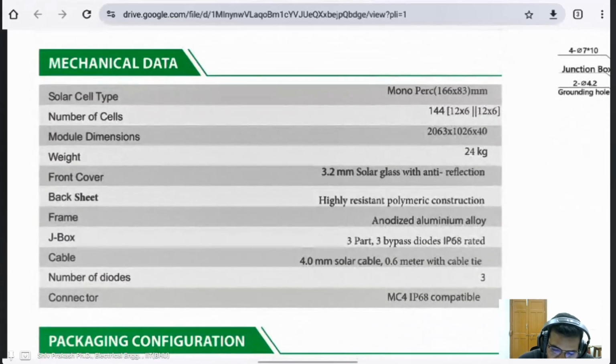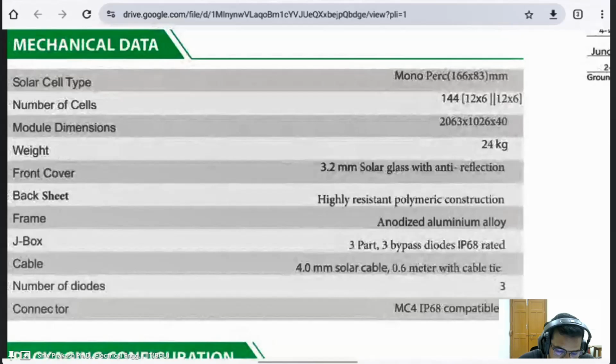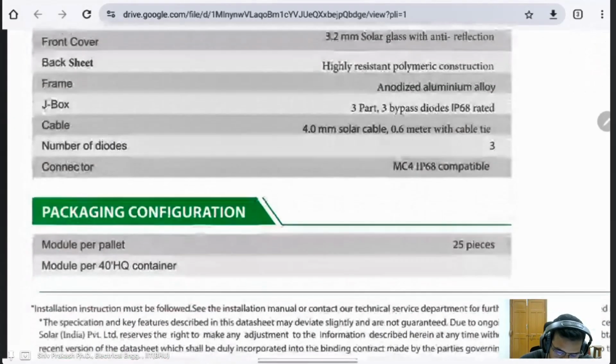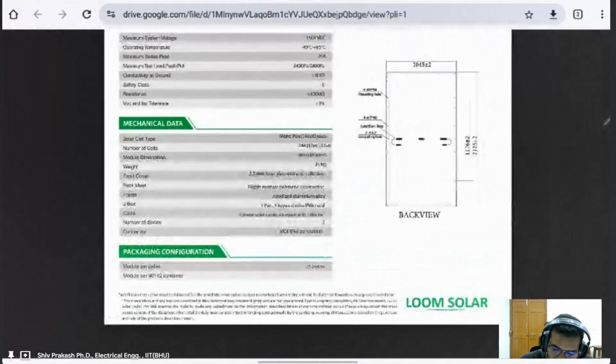This is the mechanical data. Mechanical data means how many cells are there: 144. It is 12 into 6, and 12 into 6, which means two parallel parts, 12 into 6 parallel to 12 into 6. Total is 144. Weight and all other things are given there. You can follow this.